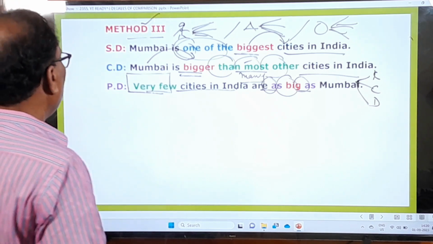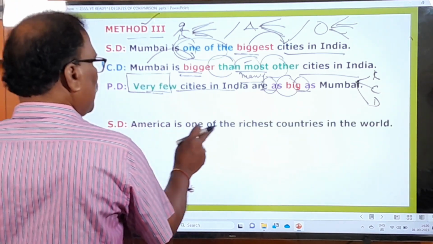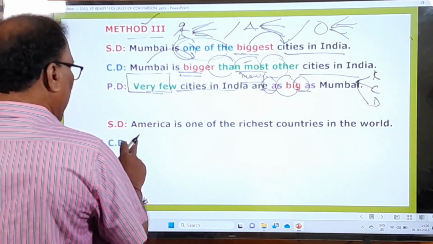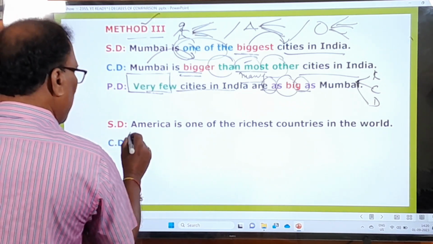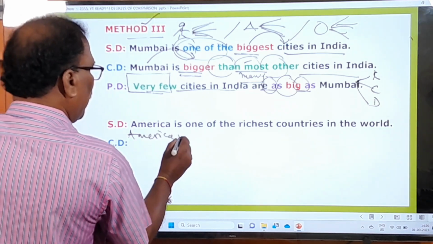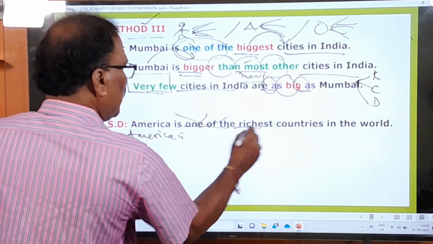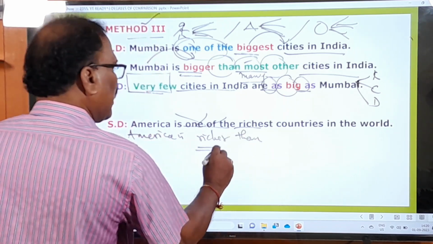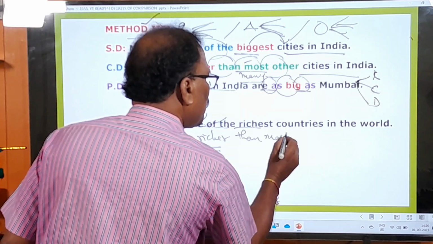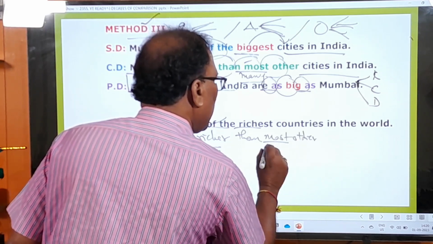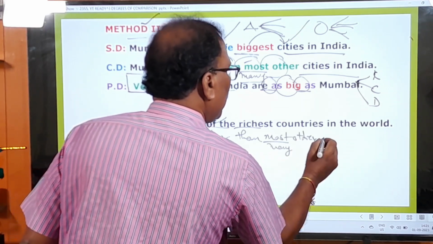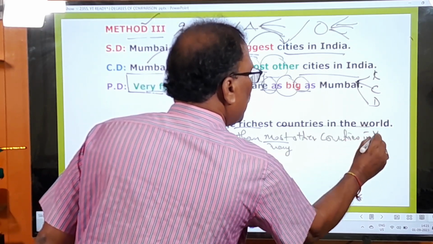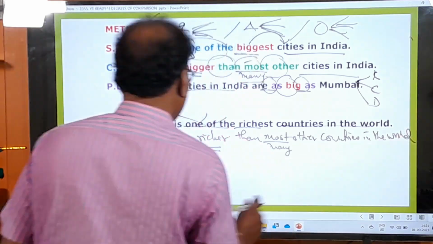Okay, and now let's go to the next example. America is one of the richest countries in the world. Okay, and here, comparative degree. Let us turn it, for your convenience, I turn it for you. America, one of the is dropped. Okay, richest is turned into richer. And then after writing the comparative, you have to say than most other. You can also use than many other. Remaining part of the sentence: countries in the world. That is the sentence.